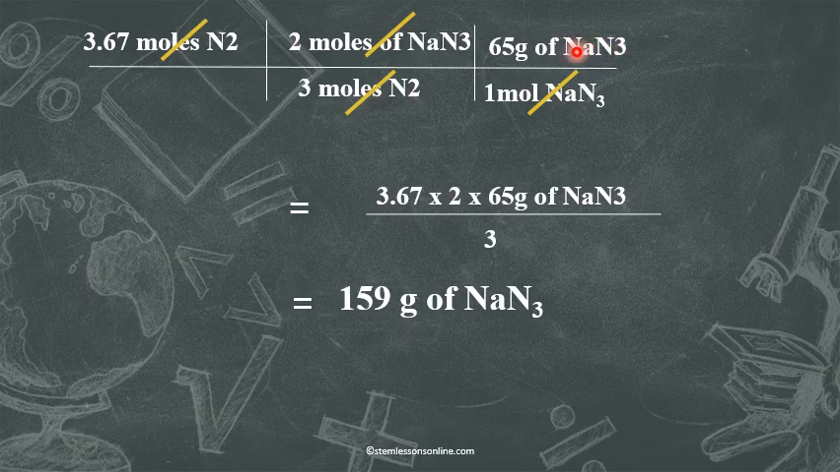Sodium is 23, nitrogen is 14 times 3, correct? So that will be 42. 42 plus 23 is 65. So, now multiply in the numerator and divide with the denominator number. So that will be 159 grams of NaN3 will be required.